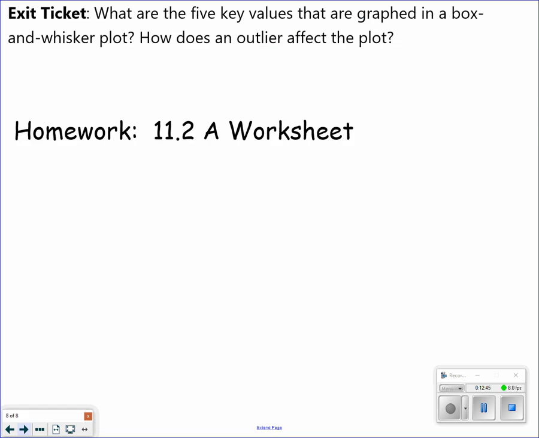What are the five key values of the graph in the box and whisker plot? The highest, the lowest, the median, then the median of the lower half, which is quartile 1, and the median of the upper half, which is quartile 3. And how does an outlier affect the plot? It definitely skews the data, or makes the whisker much longer, so skewed right or skewed left, when there's definitely an outlier.